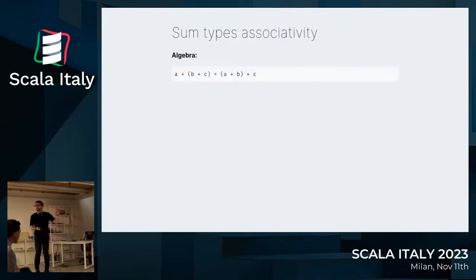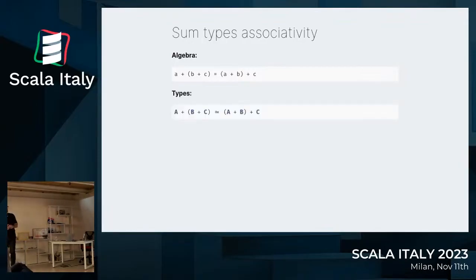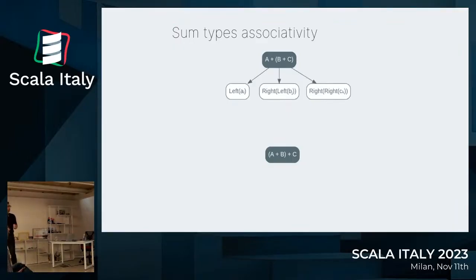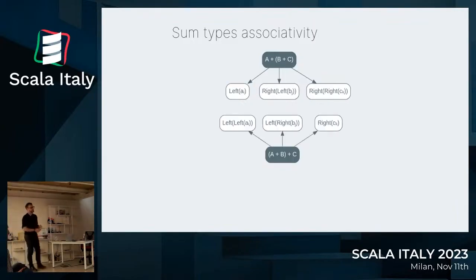Algebraic sums have an interesting property, associativity, which tells us that no matter in which order we run this calculation, we get the same result. It translates at the type level. And again, let's look at the mapping. A plus B plus C is one of left of A, right of left of B, or right of C. And A plus B plus C is a left of A, left or right of B, or a right of C. And there's your mapping, right? Again, we can clearly map from one to the other and back.